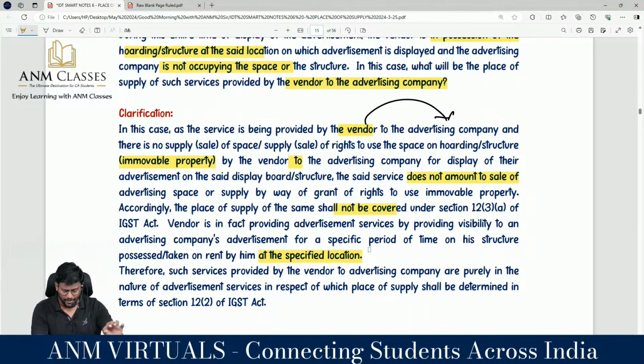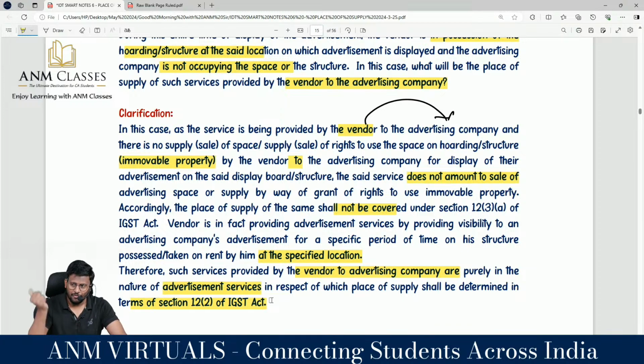Therefore, such service provided by vendor to the company are purely in the nature of services, in respect of which place of supply shall be determined in terms of section 12(2) of the IGST Act. Sometimes you will see a board that says, sir, for advertisement contact this number, right? So the vendor is helping the advertisement company to get the advertisement, correct? Which is purely an advertisement service, it is not an immovable property related service.